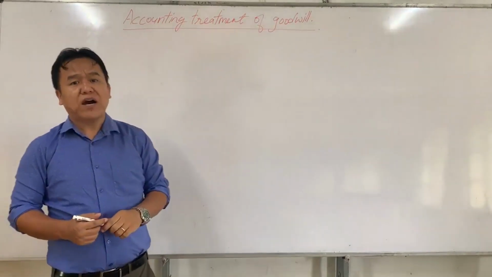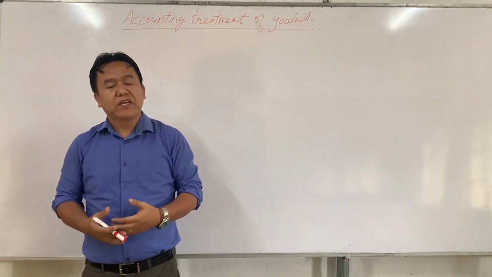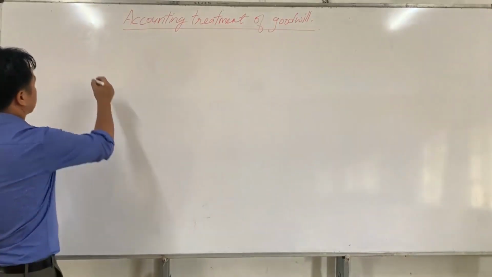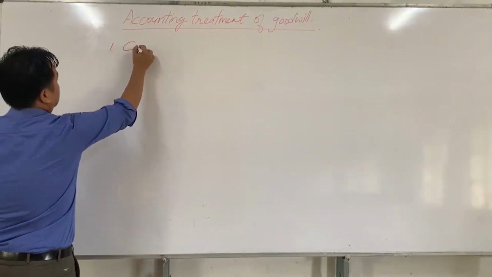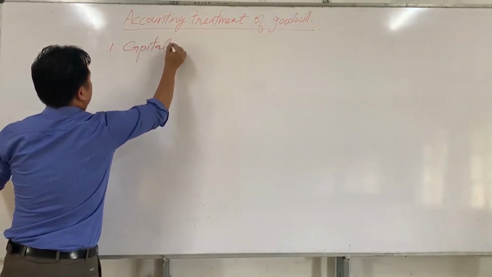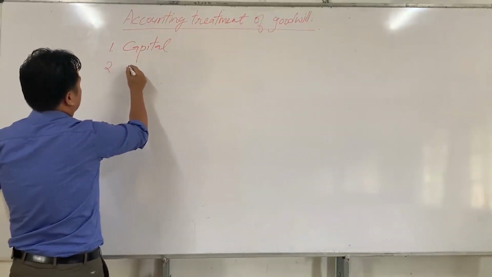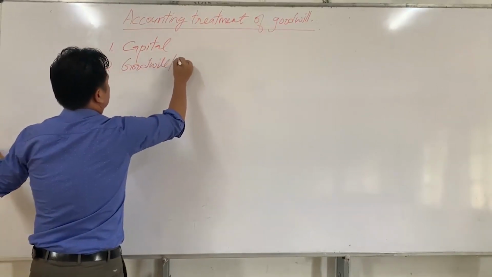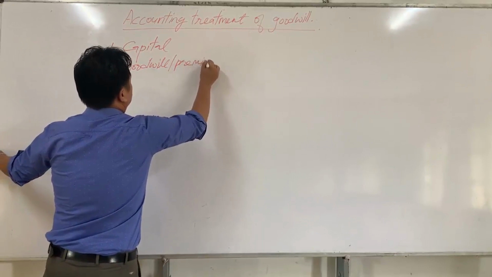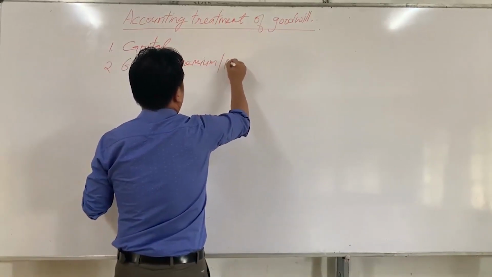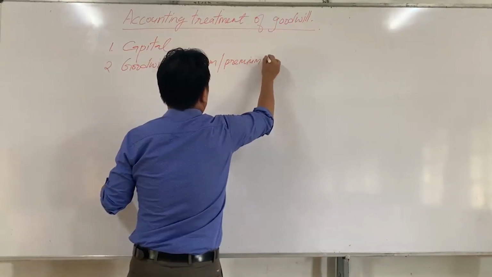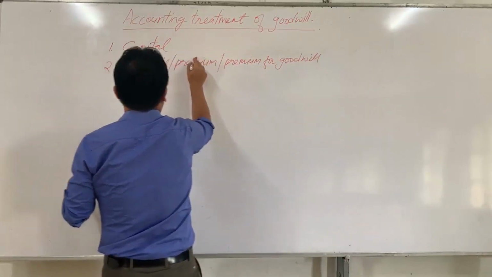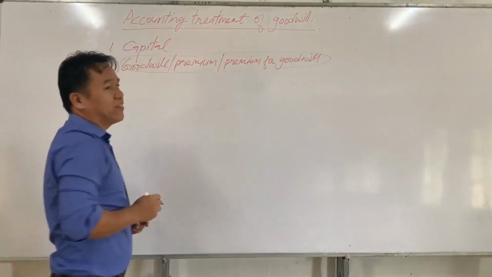So whenever a new partner is admitted into a partnership firm, he has to bring two important things, that is capital and goodwill, or premium for goodwill. So they all are one and the same.